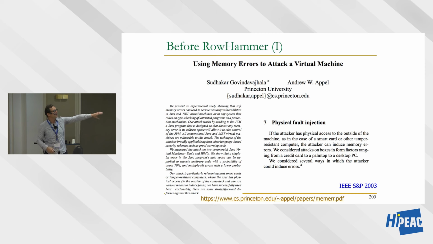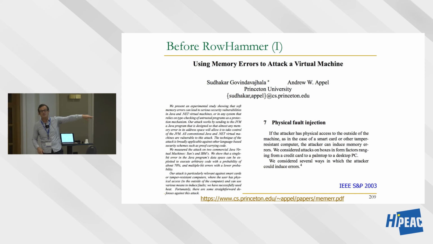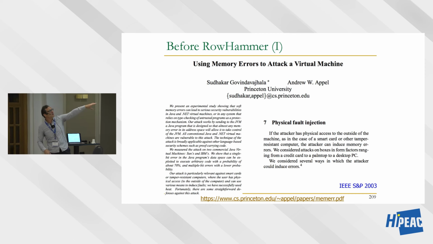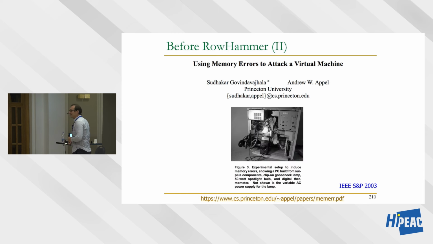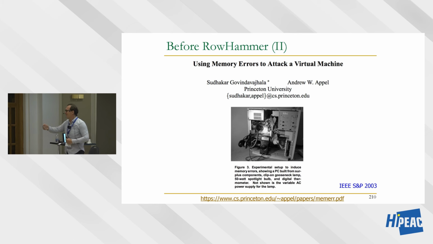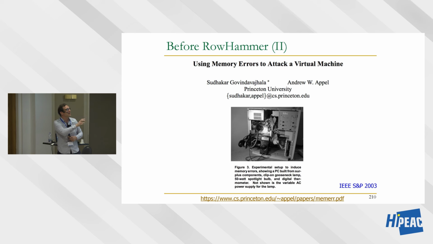Okay. I should also mention this paper. This is a paper that was written in 2003, before Rowhammer, in IEEE Security and Privacy. These folks did a lot of very interesting research, and what they did was they were able to take over or get out of the Java virtual machine sandbox using memory errors. How did they induce memory errors? Well, this way. They had physical access to their machine, put a lamp next to memory, and the memory had a lot of errors. You could induce a lot of memory errors this way, and they were actually able to design a probabilistic attack, which is good.